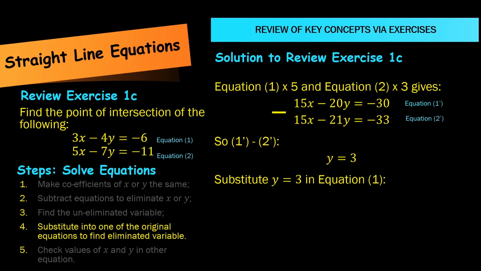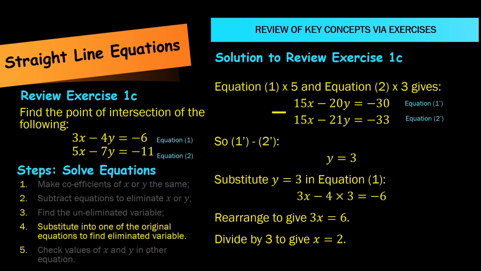Next, we substitute y equals 3 in equation 1 in order to find the other variable, or in order to find x. So substituting y equals 3 gives 3x minus 4 times 3 from y equals 3 equals minus 6. Rearranging this and tidying up gives 3x equals 6. And finally, dividing by 3 gives us x equals 2.